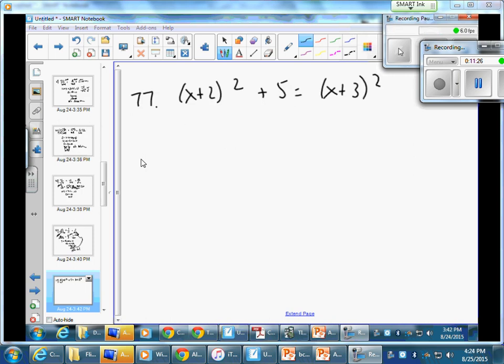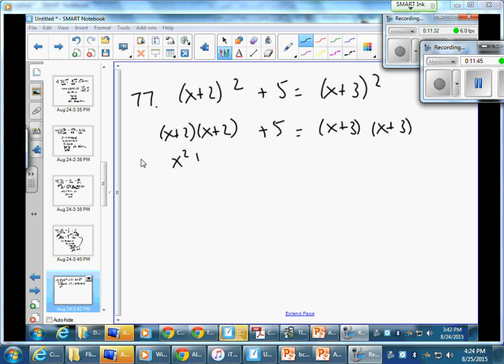All right, moving on to 77. Now 77 doesn't have any denominator, so you don't have to worry about that part of the no solution. But we do have some squares, so we're going to need to do FOIL, or the distributive property. So I write down x plus 2 twice, and then I'm going to write down x plus 3 twice. X plus 2 times x plus 2 is x squared plus 2x plus 2x plus 4 plus 5 equals x squared plus 3x plus 3x plus 9.